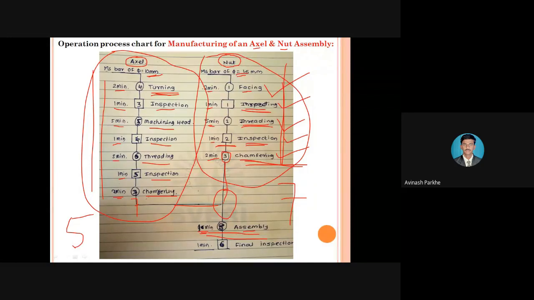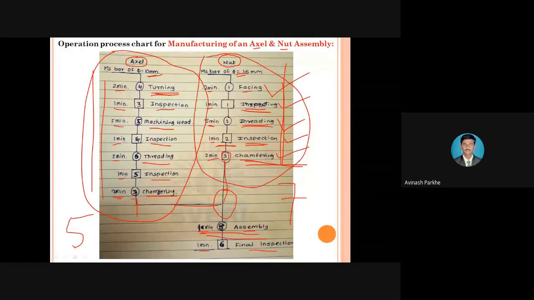Again, after the assembly, if I have to go for the final inspection, inspection is again represented by the rectangle. In the case of the axle, the last inspection is represented by the 5th number. But after the assembly, if I again have to go for the final inspection, that inspection is represented by the rectangle. Therefore, at the center, it is written as a sixth. That means the final inspection is represented by the sixth number. At the right side, final inspection, and at the left side, the final inspection will be carried out for 1 minute only.